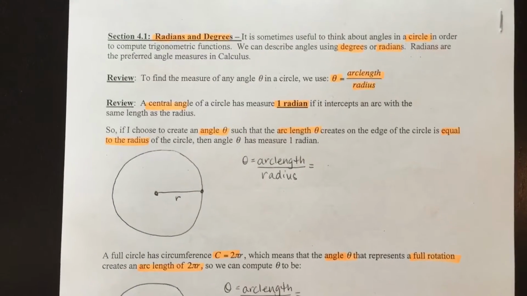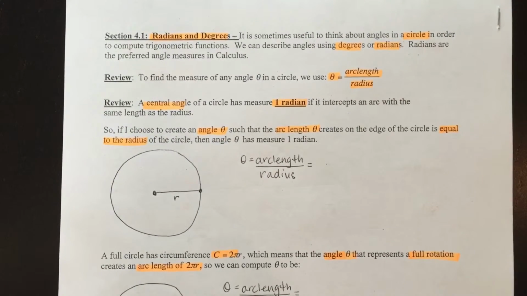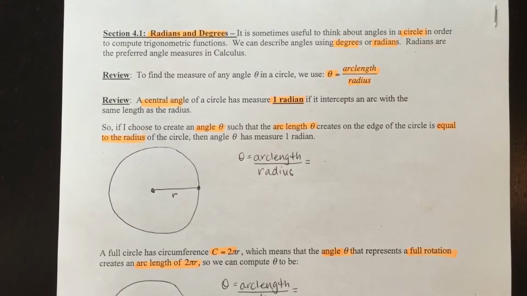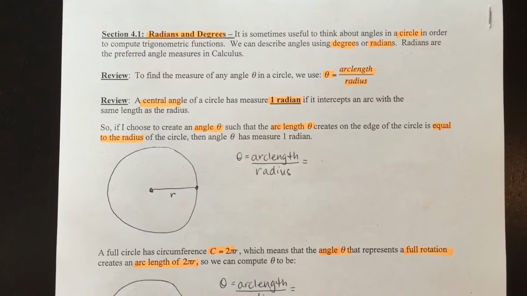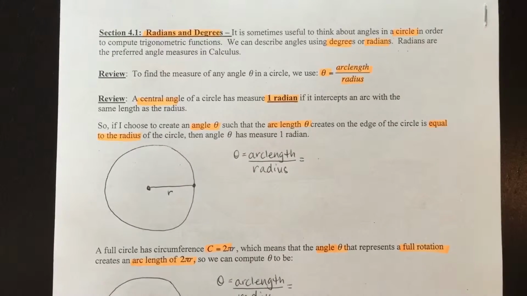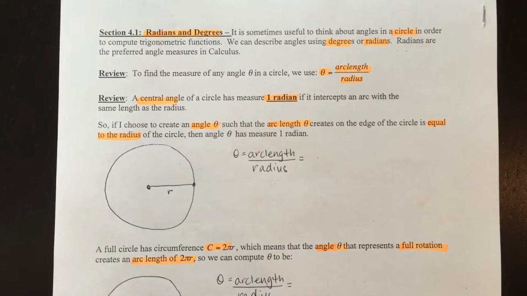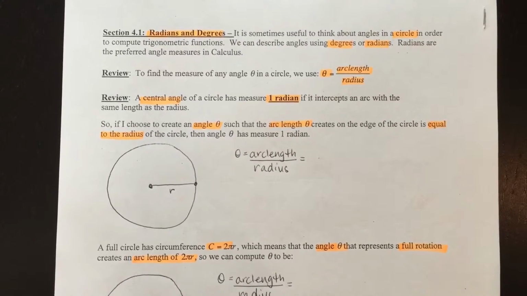Okay, moving on. We don't always have triangles when we talk about trigonometry. It's sometimes useful to think about angles in a circle in order to compute those trigonometric ratios. So what we're going to review now in section 4.1 is the two different ways to describe angles, using degrees and radians, to prep us for understanding how we can compute trig functions in a circle.